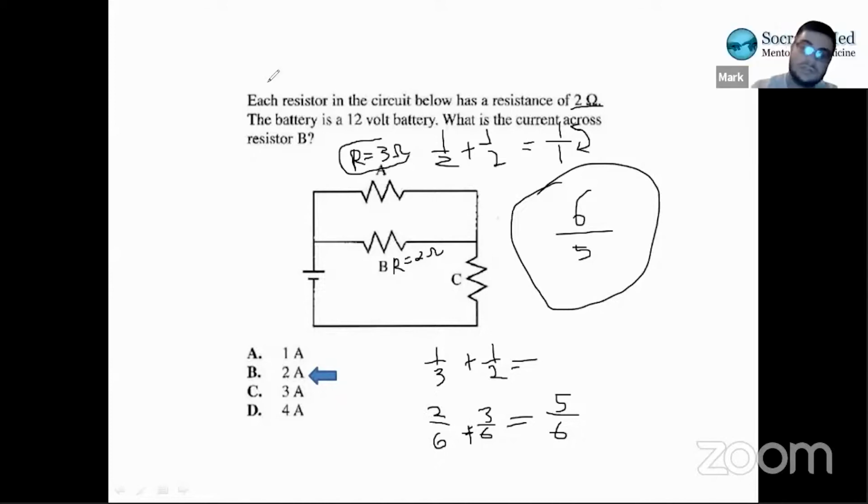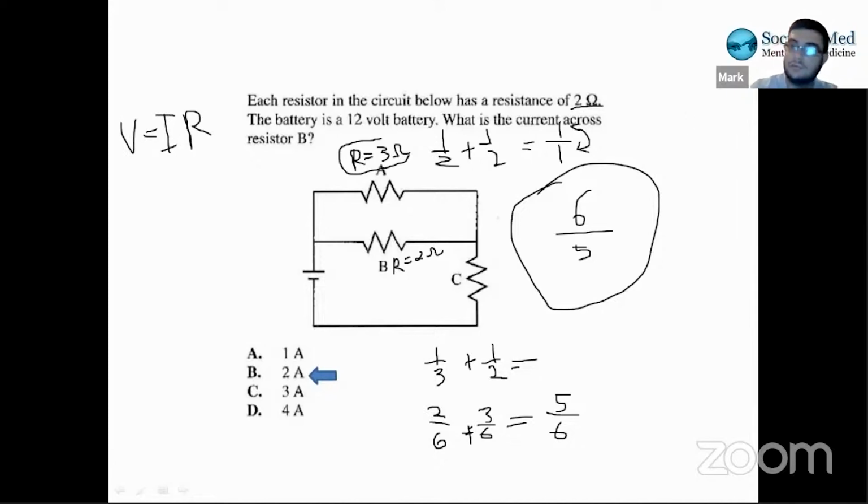Okay, any other questions? How would you find the current for B and A? Oh, you would use good old V equals IR. Right, that's how you do it.